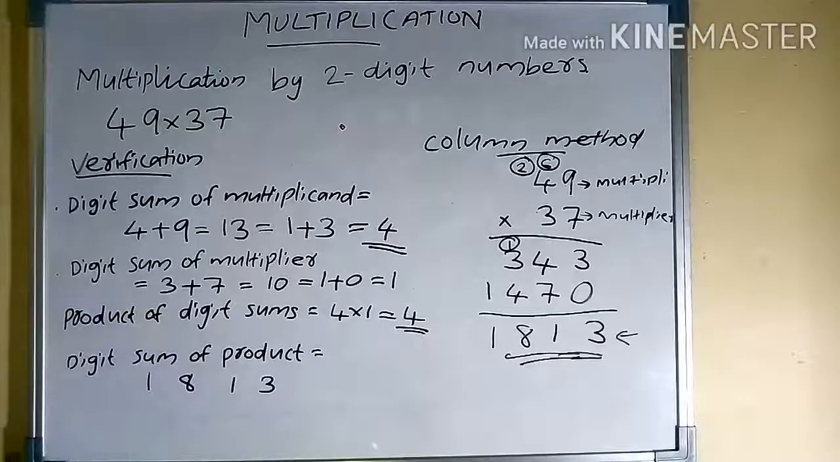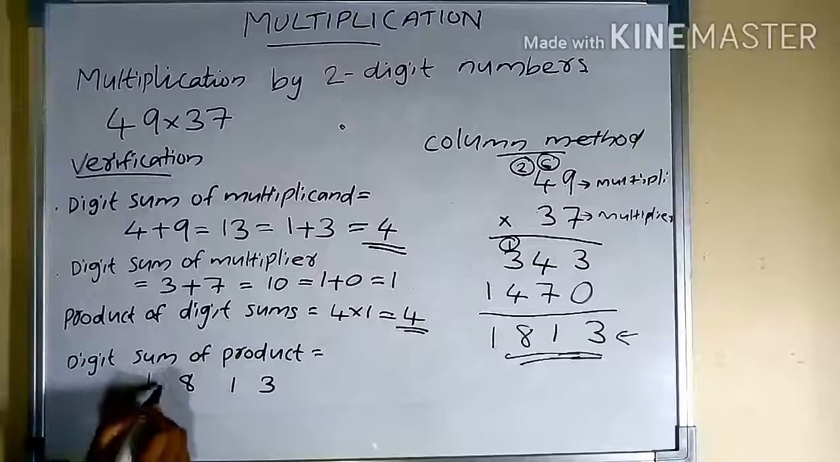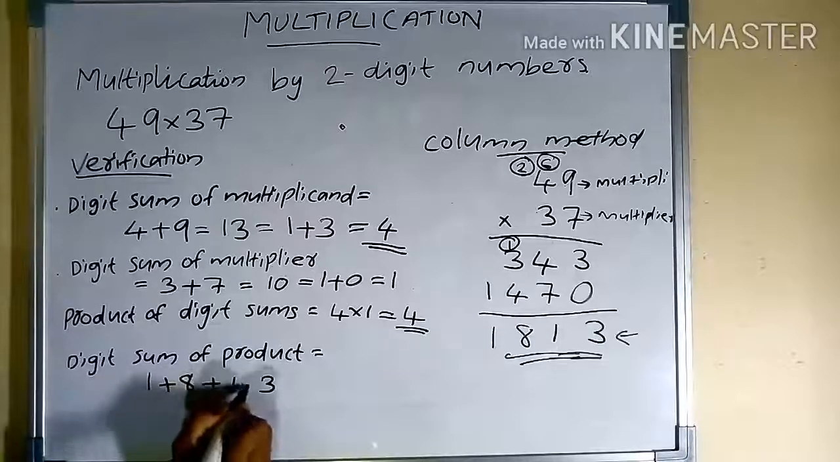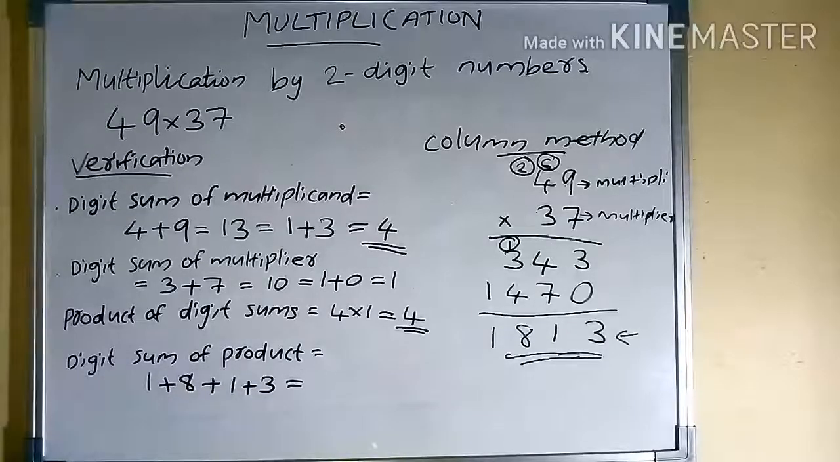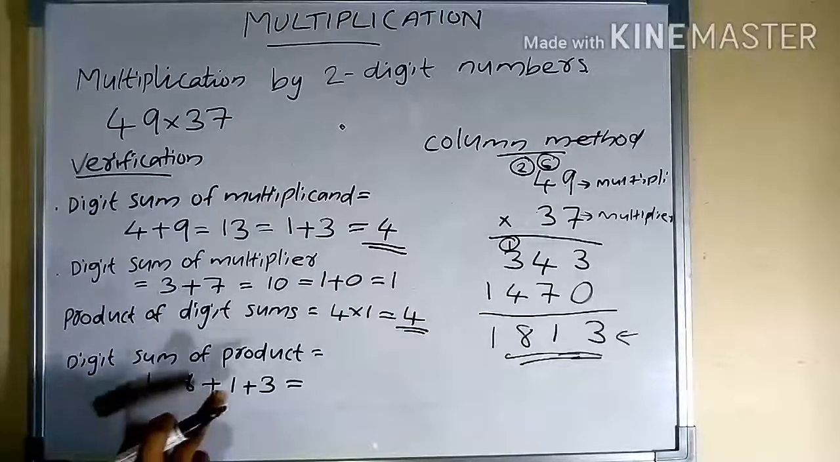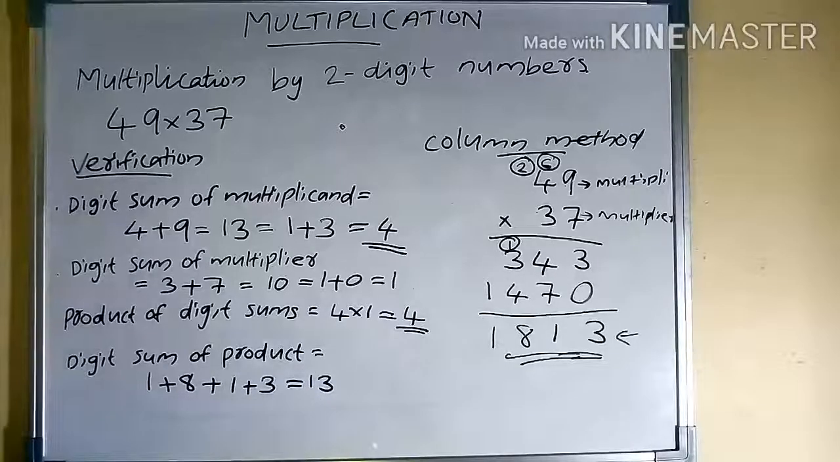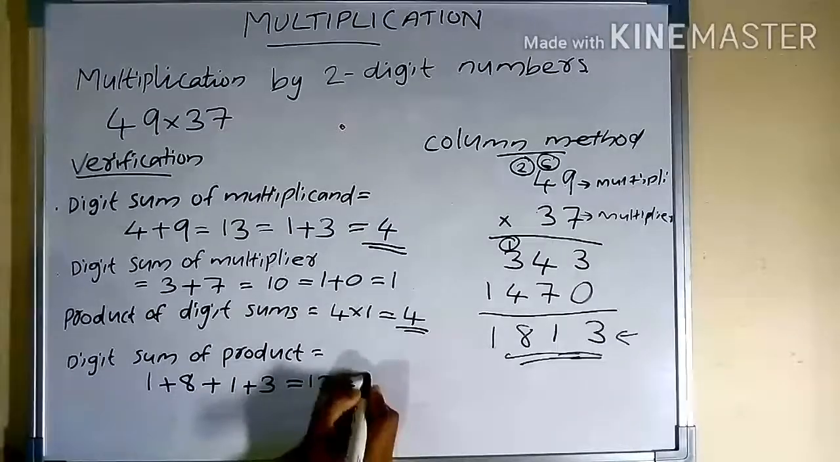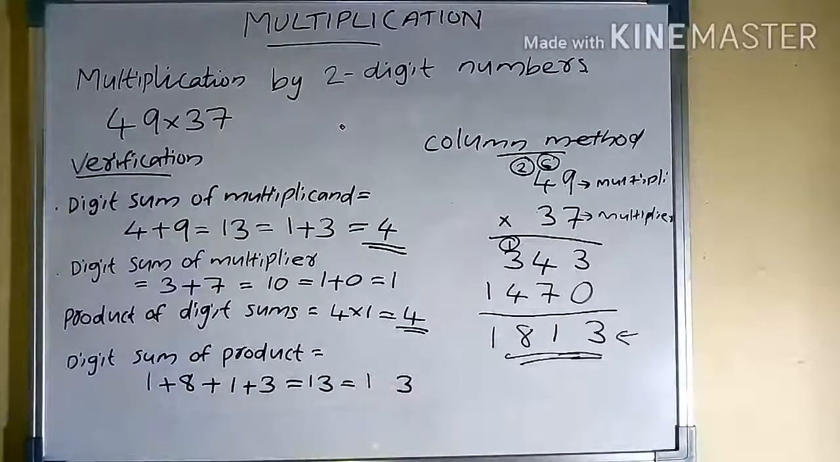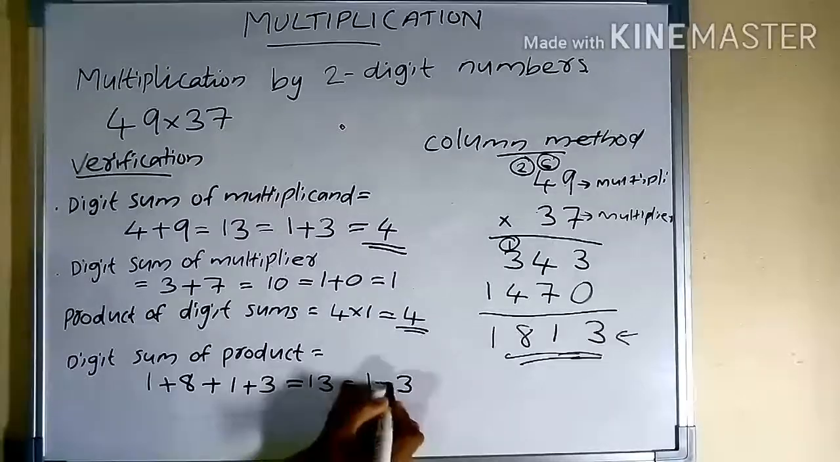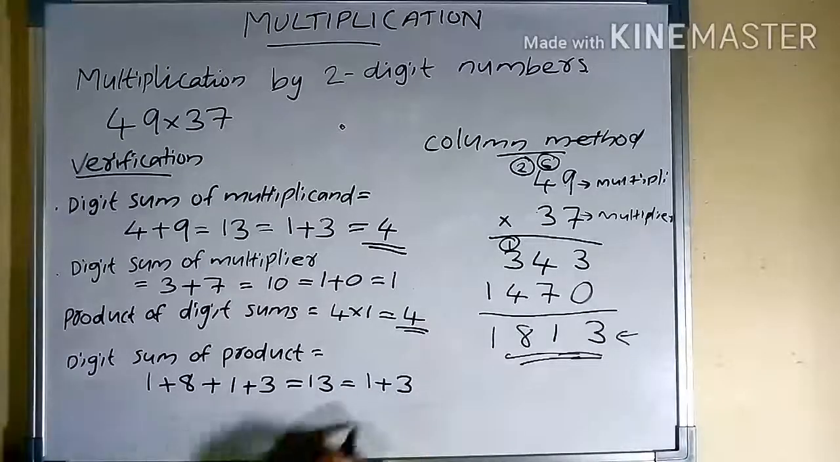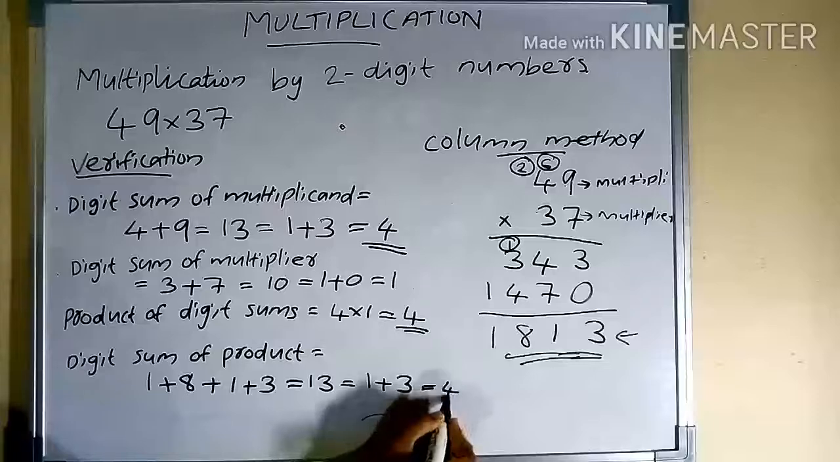So next we add these digits. So 1 plus 8 plus 1 plus 3. So what is the answer? 1 plus 8, 9. 9 plus 1, 10. 10 plus 3, 13. 13 is a 2-digit number. So split these 2 digits into 1 digit. So that is split this into 1 and 3. Next we add these 2 digits. 1 plus 3. So what is the answer? 1 plus 3 is equal to 4.